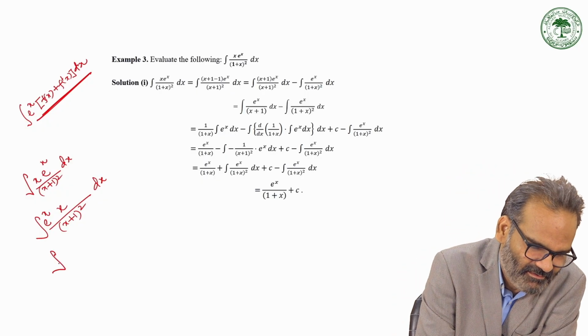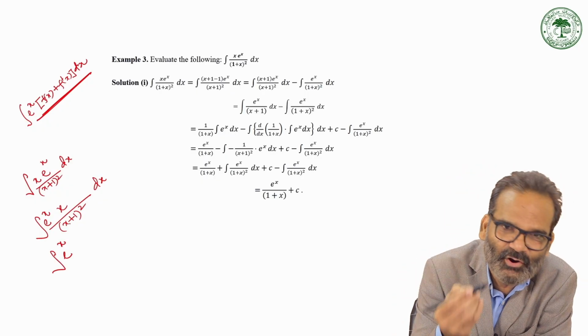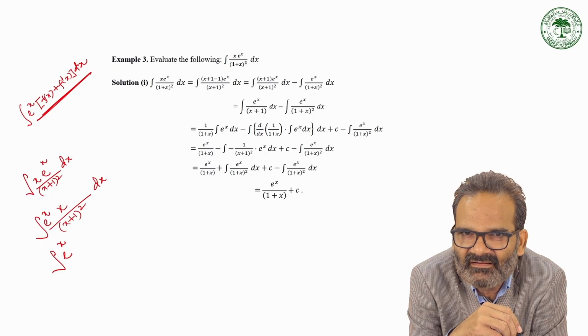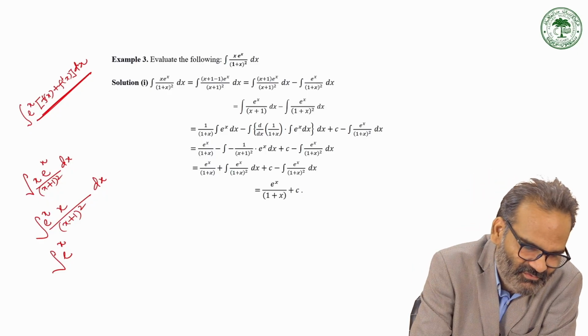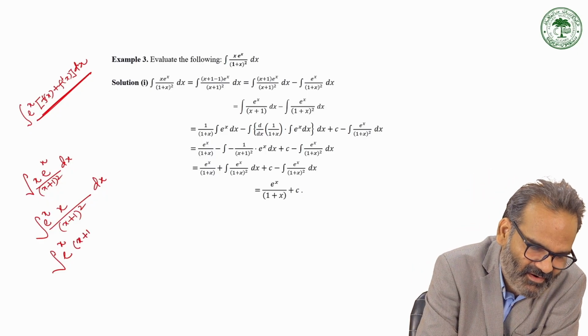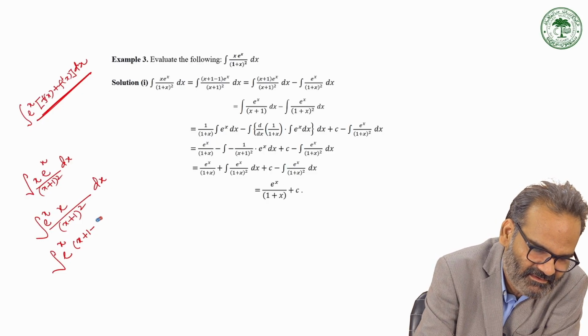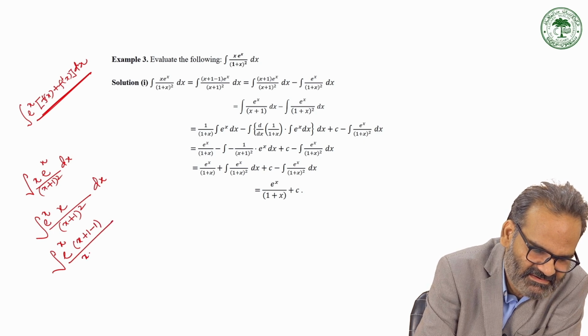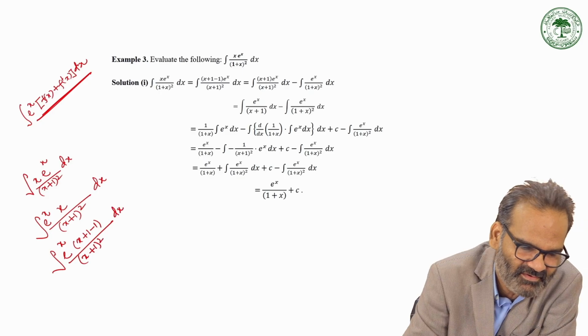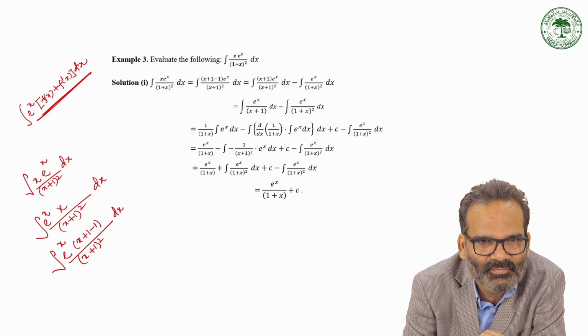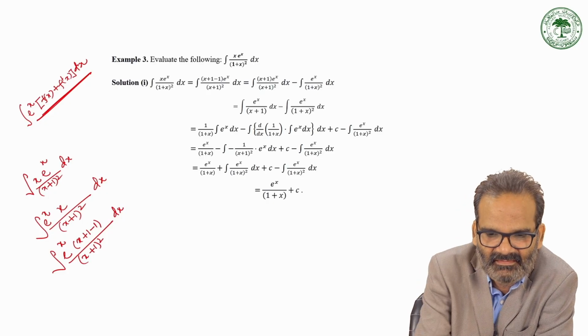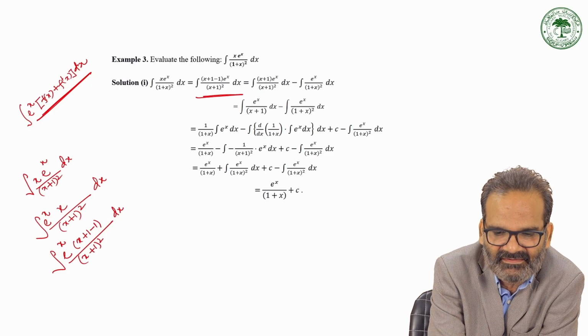See what we can do here, e raised to the power x. In the denominator we contain x plus 1. So what we can do, we can add 1 and subtract 1 in the numerator, right? We can add 1 and then subtract 1 in the numerator, it's no issue. The denominator is (x plus 1) raised to the power 2, right? Okay, no problem. Step 1. This is what we did here.